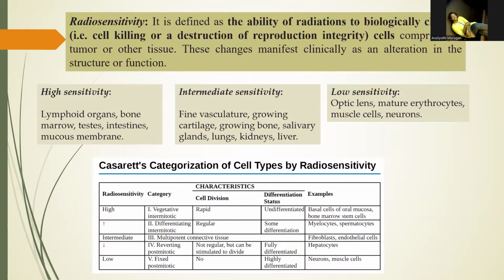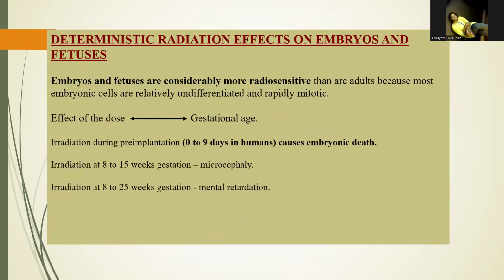Radiosensitivity is defined as the ability of radiation to biologically change or alter the cell, which can be either cell killing or destruction of the reproductive capacity of the cells. The human cells are classified as highly sensitive, intermediate sensitive, and low sensitive organs. The highly sensitive cells or organs are lymphoid organs, bone marrow, testes, intestine, and mucous membrane. Intermediate sensitive are fine vasculature, that is blood vessels, growing cartilage, growing bones, salivary glands, lungs, kidney, liver. And low sensitive are optic lenses, mature erythrocytes, muscle cells, and neurons.